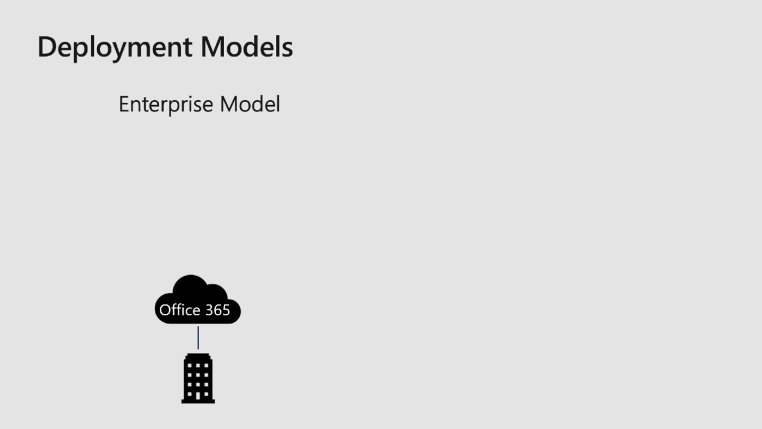There's two deployment models when we're talking direct routing. The first one is the enterprise model. So this is where we have an enterprise. They connect to Office 365. They purchase an SBC, and they connect the SBC to Office 365.